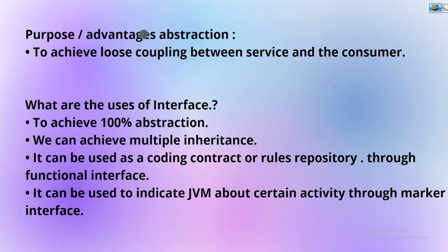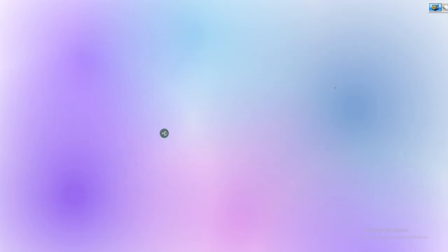What is the purpose or the advantage of using abstraction? To achieve loose coupling between the service and the consumer. That is, even if there are any changes on the service side, it is not going to affect the consumer, and if there is any problem on the consumer side, it is not going to affect the service. What are the uses of interfaces? To achieve 100% abstraction, we can achieve multiple inheritance. It can be used as a coding contract or rules repository through the functional interface. It can be used to indicate to the JVM about certain activities through the marker interface. Let us see those examples which we have seen just now of the BHIM UPI in Eclipse.